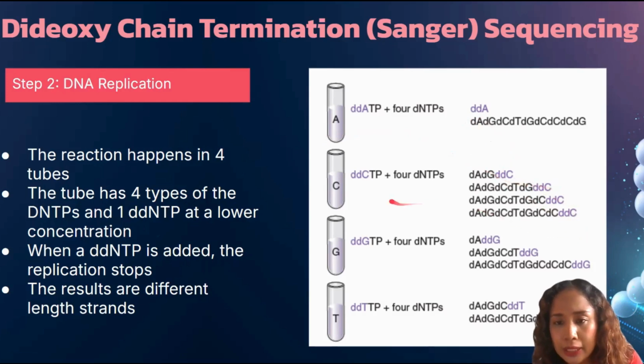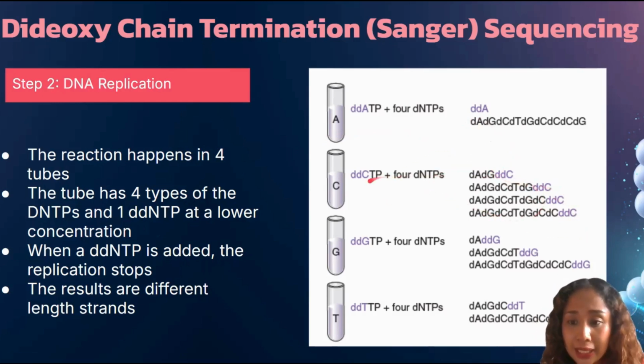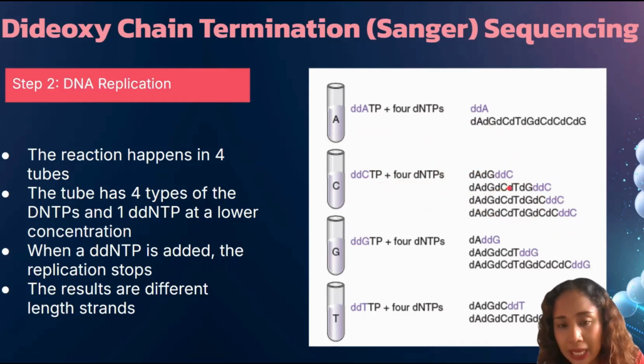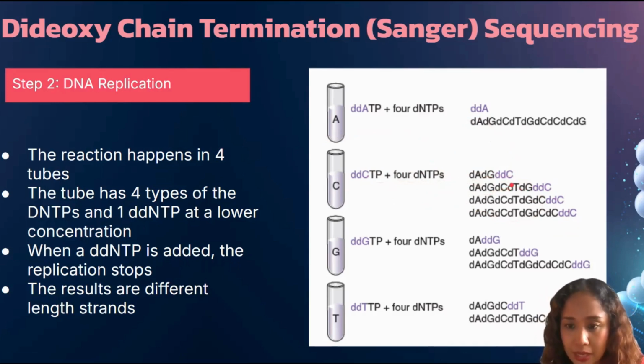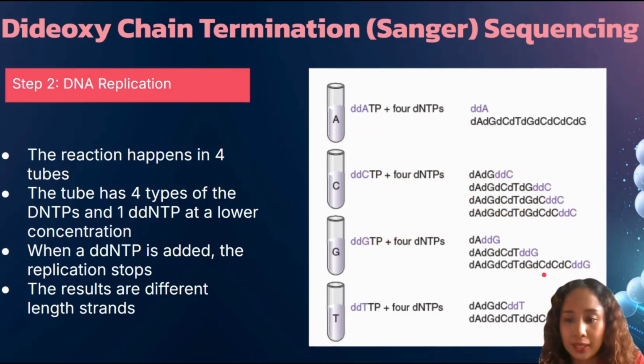Notice in this tube that since the ddNTP is for cytosine, it terminates at cytosine. So all of the fragments end at C. The same thing is true with your guanine: the fragments end at guanine.